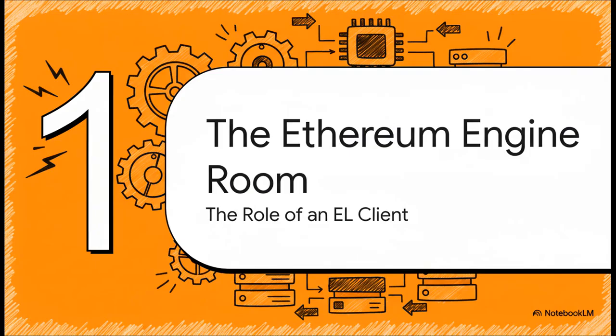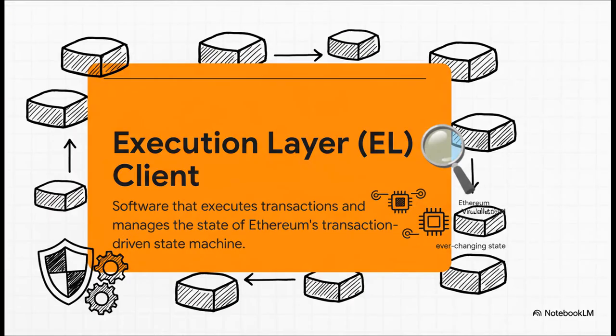All right, Section 1, the Ethereum engine room. So first things first, let's get on the same page. What exactly is an execution layer client, or EL client? At its heart, an EL client is the software that actually runs the Ethereum virtual machine, the EVM. It's the piece of the puzzle that processes all the transactions and manages the state of the network, keeping track of all the account balances and smart contract data. And since the merge, it's got to work hand in hand with a consensus layer client. Basically, it's a transaction-driven state machine.